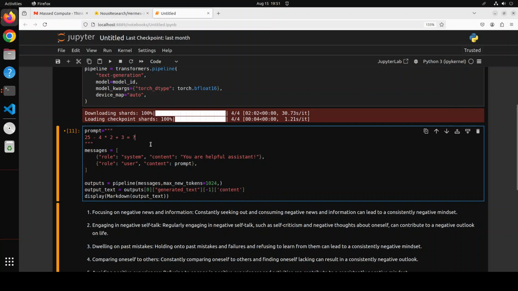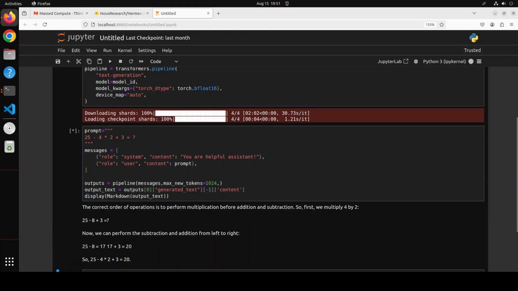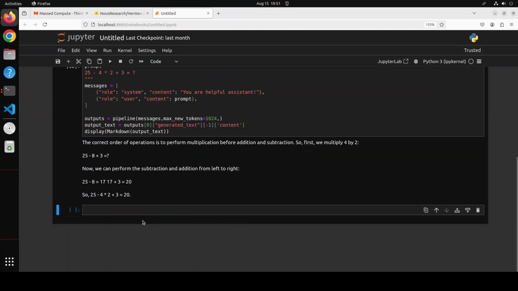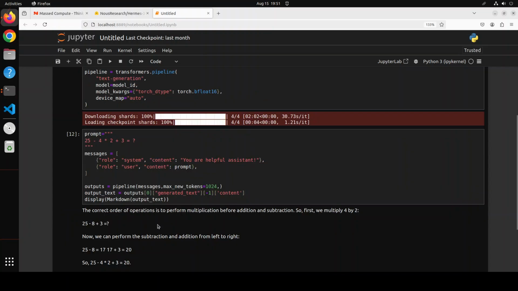Let's try to see how the math capabilities are. It's a simple equation. The correct answer is 20 here. So let's see what the model does. Let me go down. There you go. So you see, the answer is totally correct.